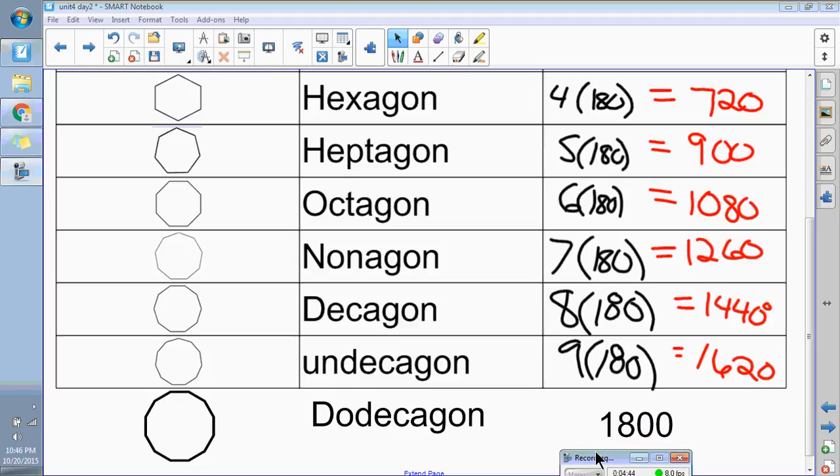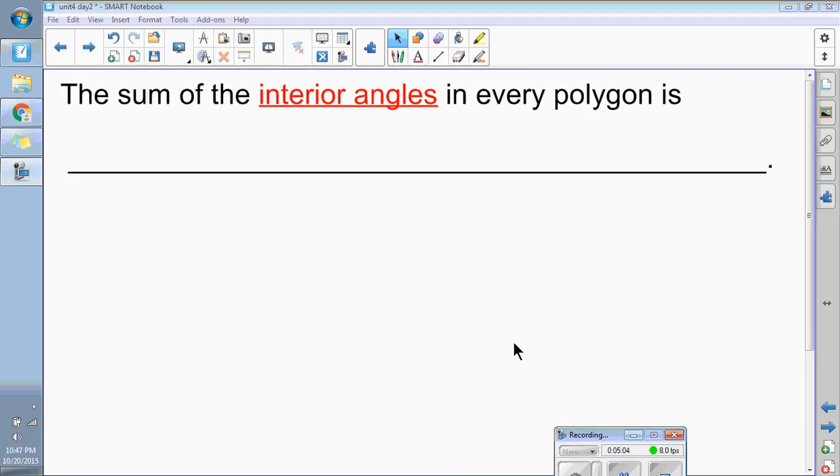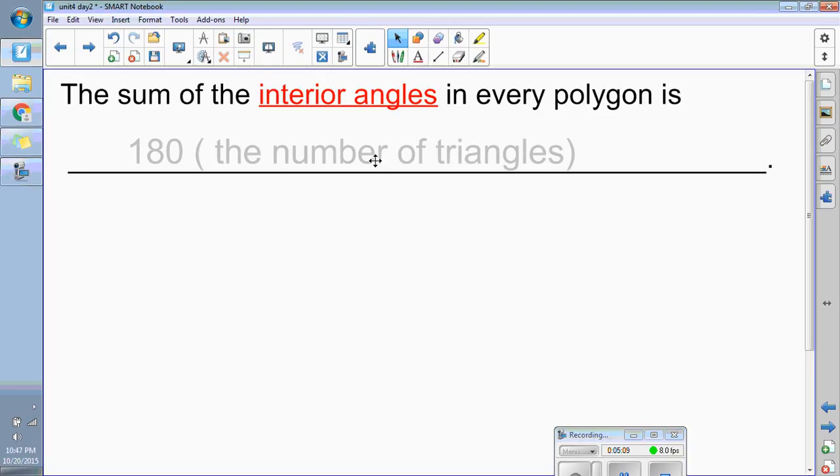Okay, so there we go. The rest of the group, they're the correct answers for the angles. So again, for the interior angles of any polygon, we're looking at how many triangles you can draw inside. And remember, it's always going to be 2 less than the number of sides. So we want to say that the sum of the interior angles of every polygon is equal to 180 degrees times the number of triangles in the figure. Again, remember that's always 2 less than the number of sides.